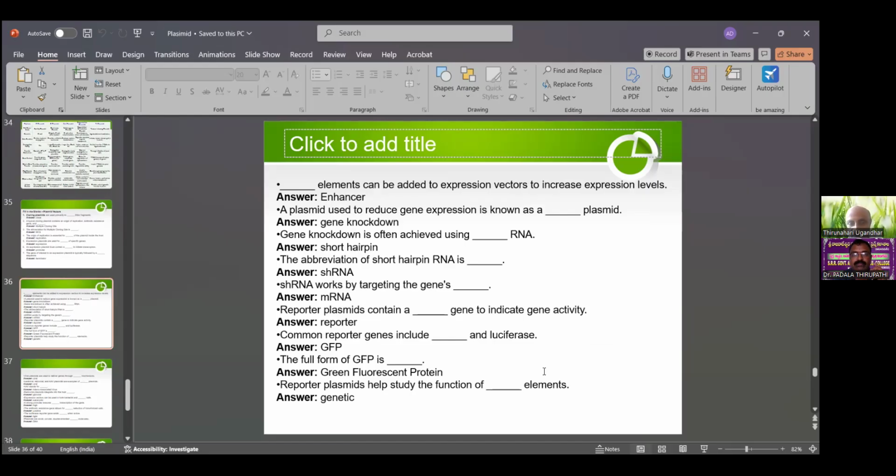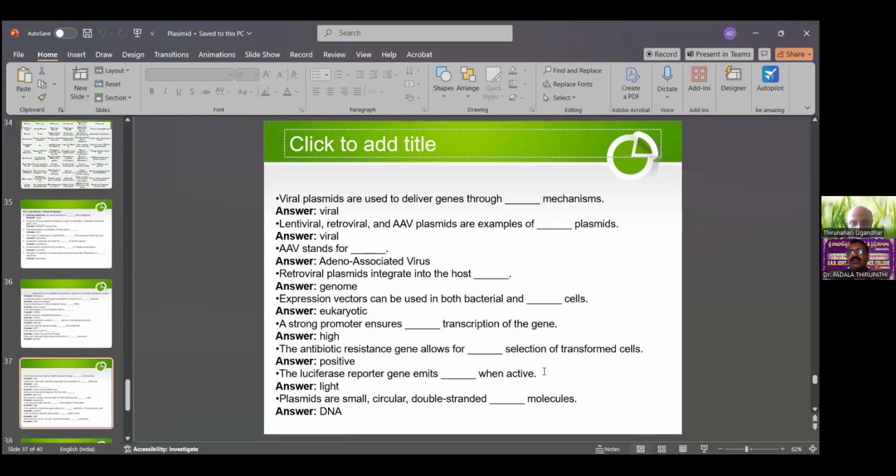Gene knockdown is often achieved using short hairpin RNA. The abbreviation of short hairpin RNA is shRNA. Viral plasmids are used to deliver genes through viruses. Lentiviral, retroviral, and adenoviral plasmids are examples of viral plasmids. Retroviral plasmids are integrated into the host genome.